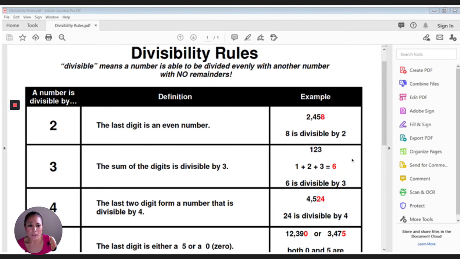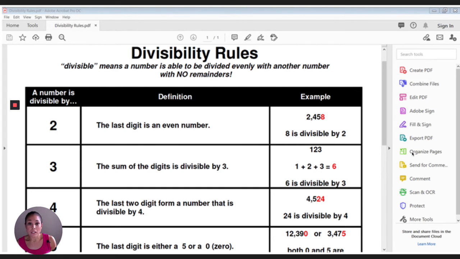Okay, divisibility rules is really important for you to learn. You have a handout, and I want you to really read through this. This is going to be a lifesaver for you throughout pre-algebra, throughout algebra. You should memorize this now. This printout is going to be available for you to keep in your binder and for you just to go back to throughout the year. So let's talk about this chart.